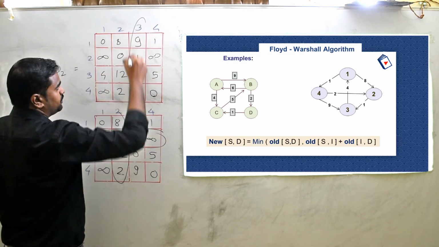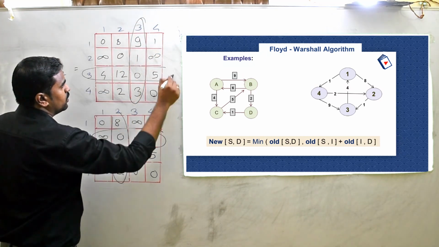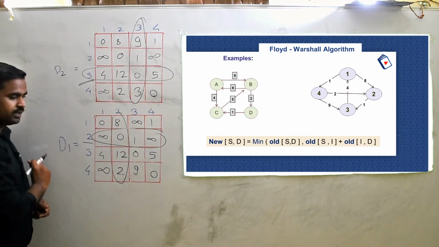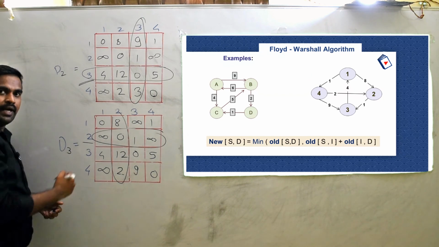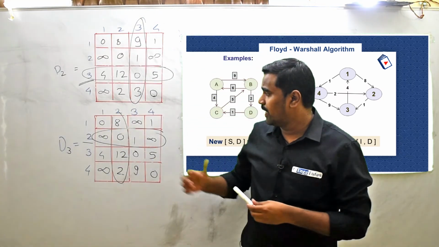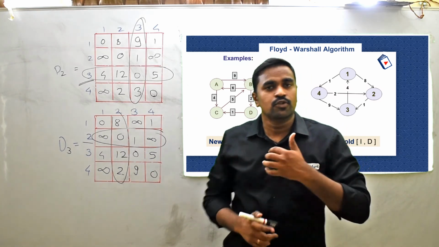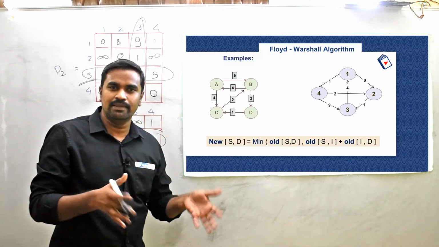So likewise, again you need to calculate with the help of 3. Now consider this row, this column and this row, and my intermediate node is now 3. So with the help of this, calculate the new matrix, that is nothing but D3. And after that, by considering the 4th row and 4th column, you need to calculate the matrix D4. Okay, so I hope now the calculation of this Floyd-Warshall technique is so simple.